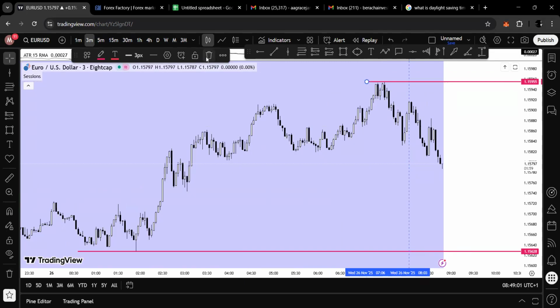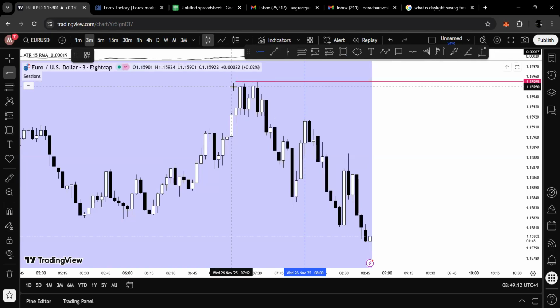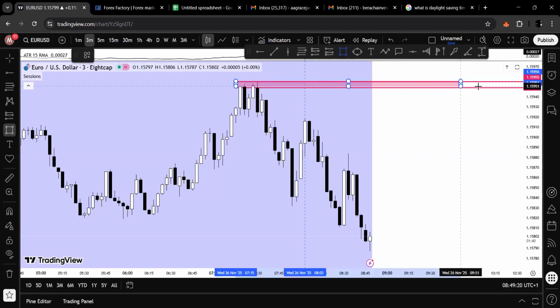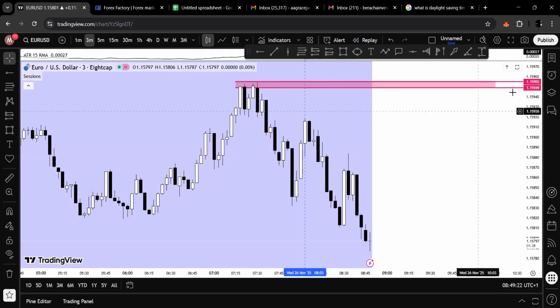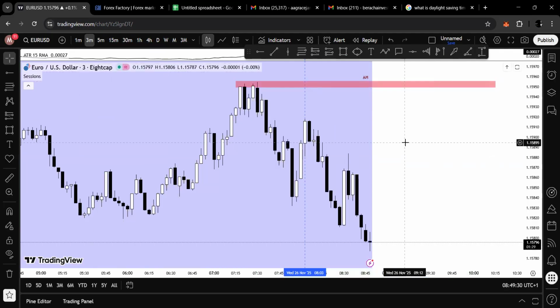Okay, so what I will just do is the way I draw my zones. From the highest body, this is the highest body. Sorry, this is the highest wick, and this is the highest body. So I'm going to draw a zone in between this place, a rectangle in between this place. It's like this, and I'll extend it. Okay, then I can take this one out. And I'm going to label it as what? Asian high. Bam. So this is the Asian high.